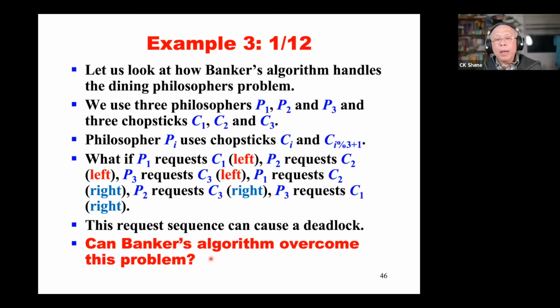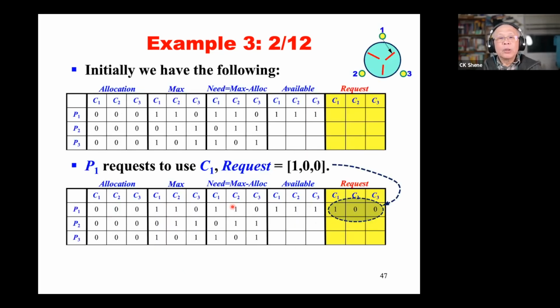So can Banker's algorithm overcome this problem, even though we have this sequence of requests? That is an interesting question. So again, we build a table. The right-hand side has the request. Initially, no philosopher has anything. And P1 needs C1, C2, P2 needs C2, C3, P3 needs C1, C3.